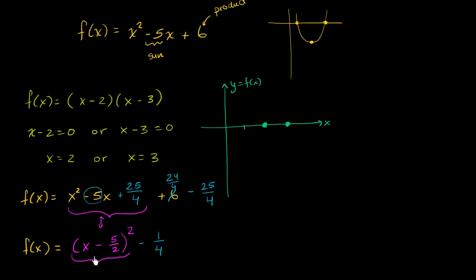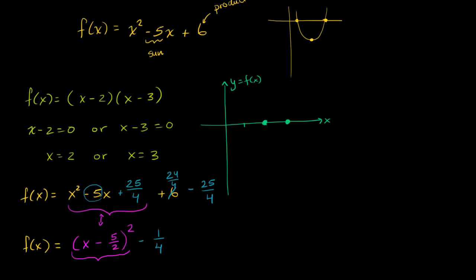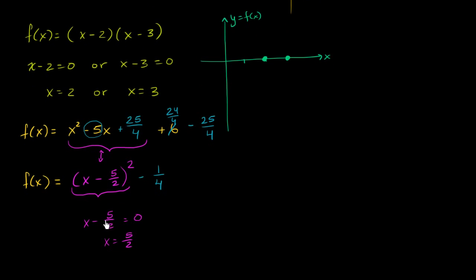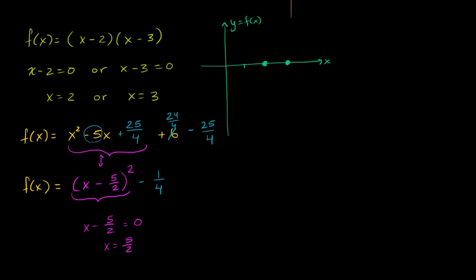So if we want to think about when does this thing hit its minimum value? Well, it hits its minimum value when you're squaring 0. And when are you squaring 0? Well, you're squaring 0 when x minus 5 halves is equal to 0, or when x is equal to 5 halves, if you just want to add 5 halves to both sides of that equation. So this thing hits its minimum value when x is equal to 5 halves.